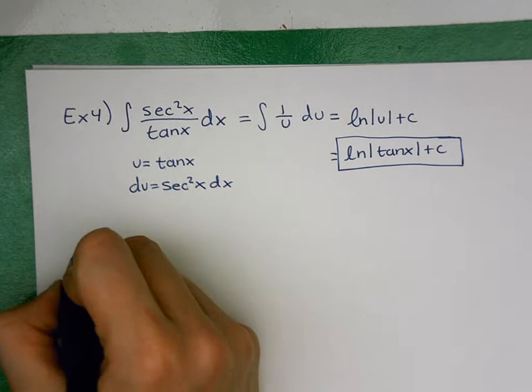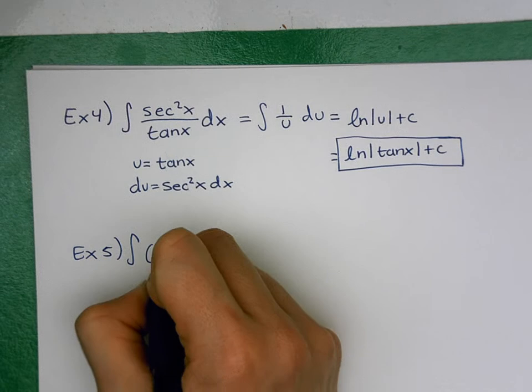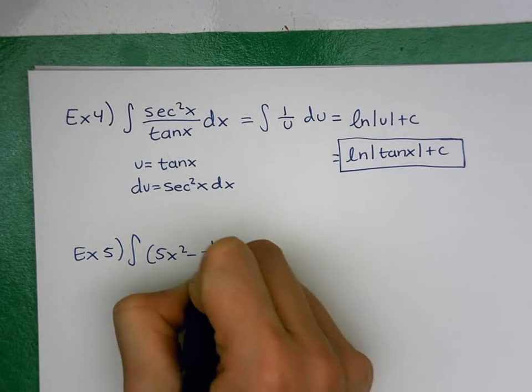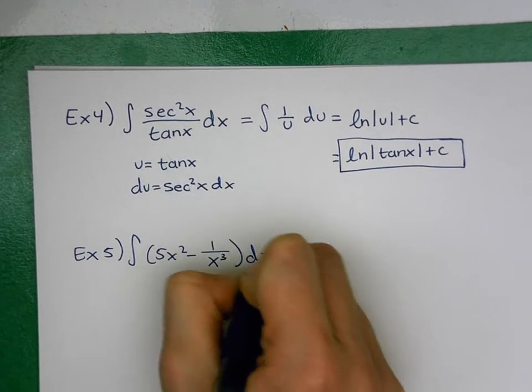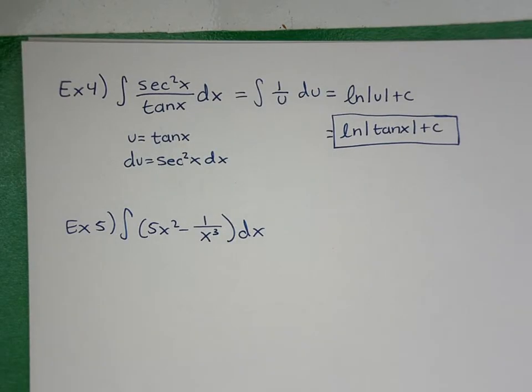Okay, next one, example 5. We are looking at the integral of 5x squared minus 1 over x cubed dx. So same thing, you're going to think for a moment, figure out what you would do, check it with your partner. Sub will stop the video when you guys are ready to have it restart. Restart the video and check your answer.